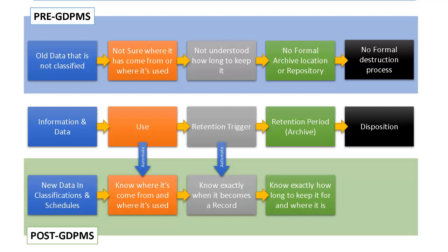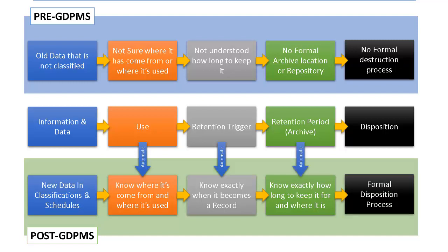We now know exactly how long to keep it for. Once it's finished being used, we move it into its archive and we commence the archive retention period. Now we know where it is as well, because we have set up formal record keeping archives. Again, this is an automatic process. Finally, we have a formal disposition process. And a formal disposition process within GDPMS also happens automatically.